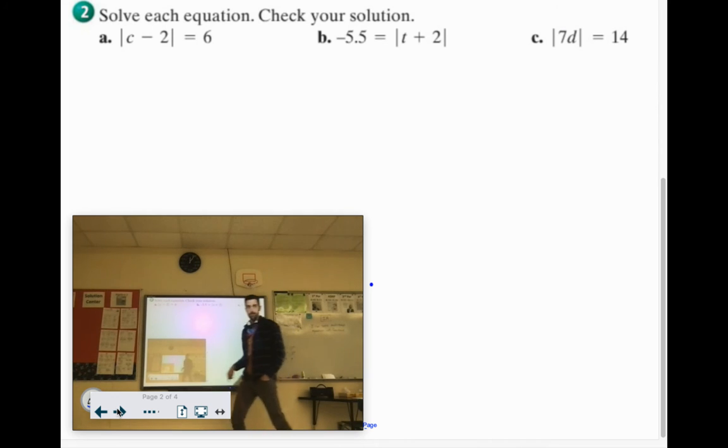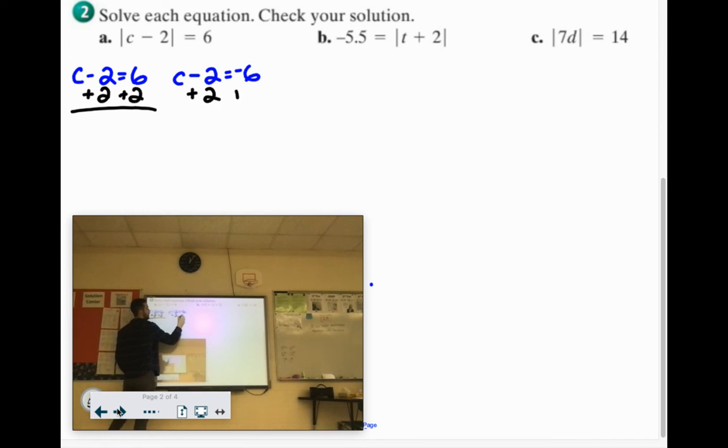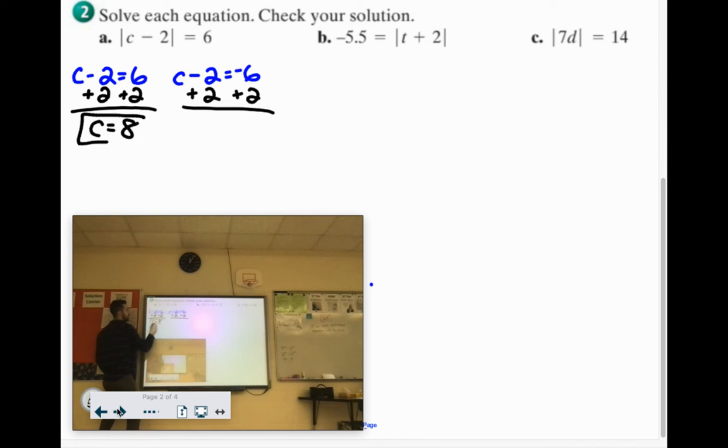Here, it's isolated, so set up the two equations. c minus 2 equals 6. c minus 2 equals negative 6. Add 2. Add 2. 6 plus 2 is 8. Negative 6 plus 2 is negative 4.